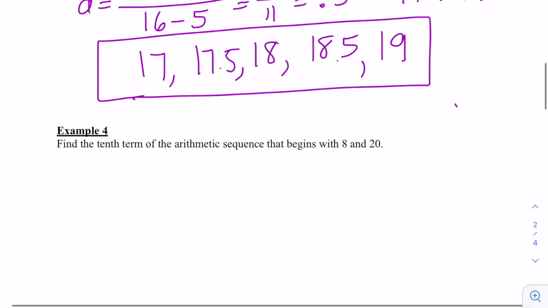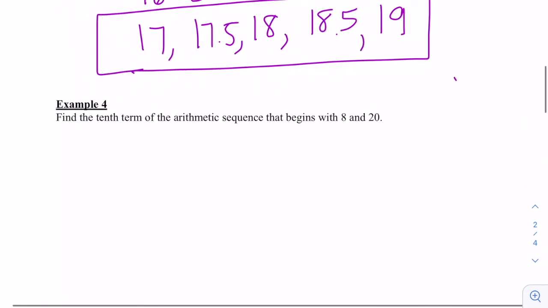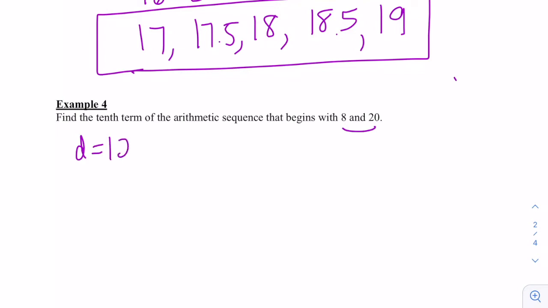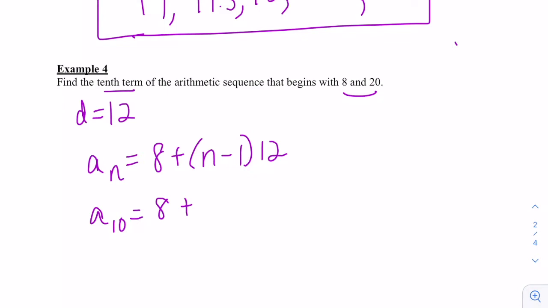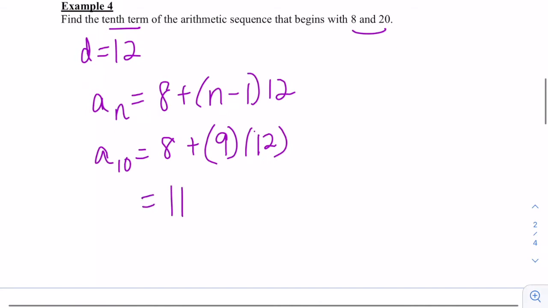To find the 10th term of an arithmetic sequence, we're going to have to find the formula. So if we have 8 to 20, then you know that the difference is 12. You could easily write that formula as 8 plus n minus 1 times 12. If we want to find the 10th term, you just have to plug in 10. So we'll have 8 plus 9 times 12, and that's just going to be equal to 116.